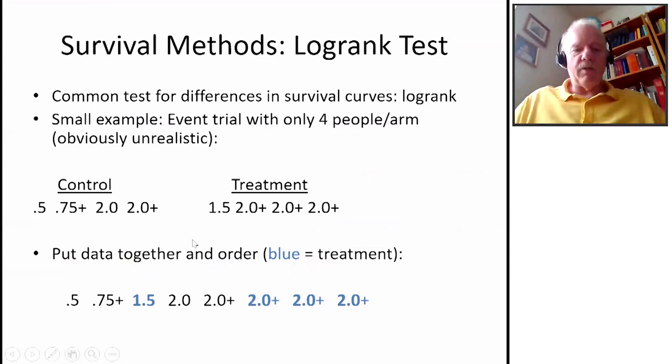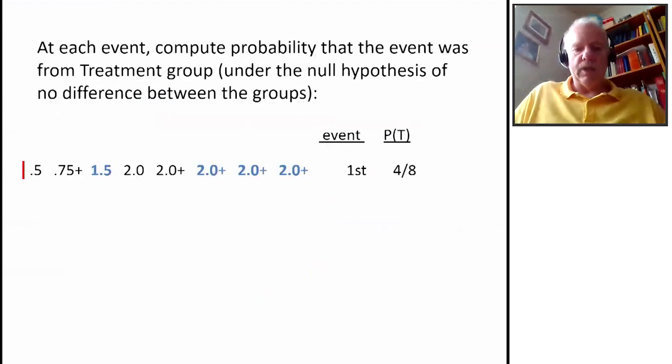Well, the way we're going to test that is we're going to put the data together and order the data. And so I did that. I put all these numbers together and I ordered them from smallest to largest. And the blue ones are the ones that came from the treatment group, and the black are the ones that came from the control group.